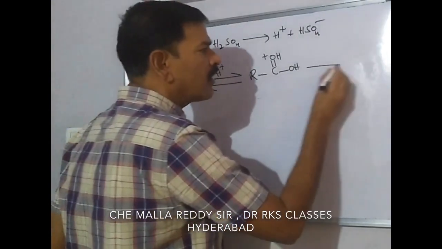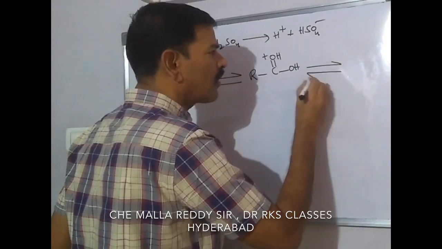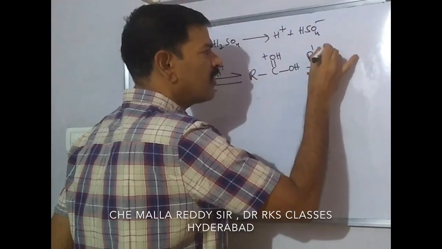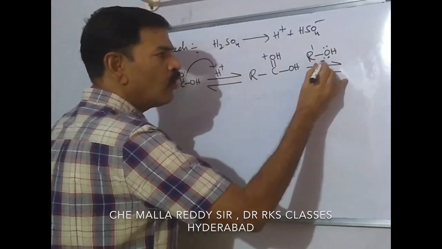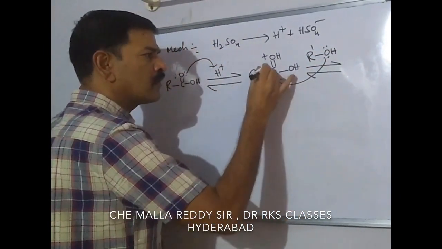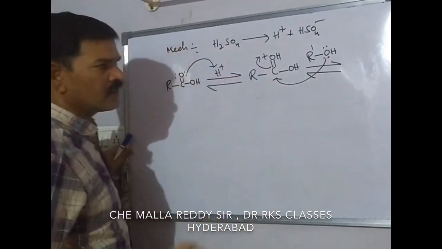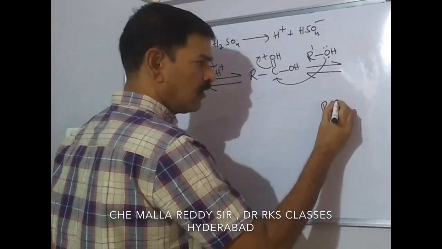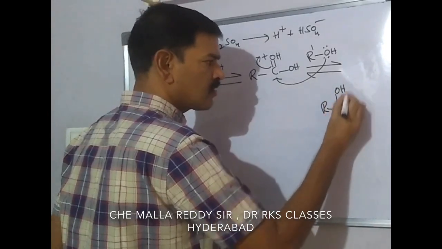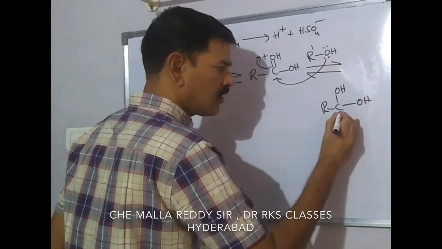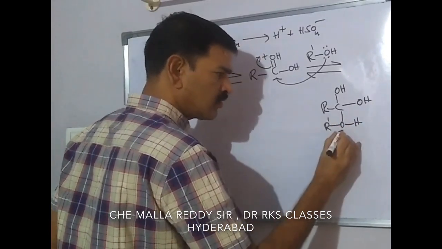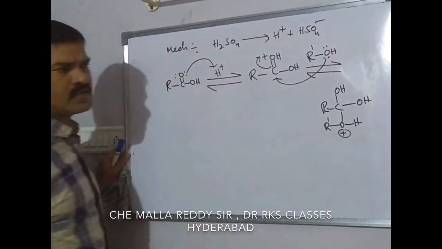Now, addition of alcohol R dash OH. Here oxygen contains 2 lone pairs. One lone pair is donated to carbon. This bond is shifted to oxygen. We are getting this one: RC, OH and OH R dash. So this oxygen is getting a positive charge.